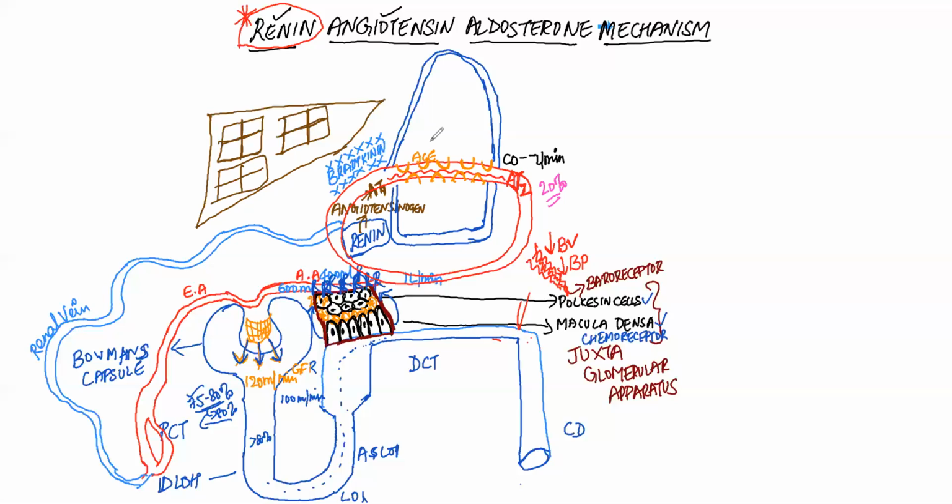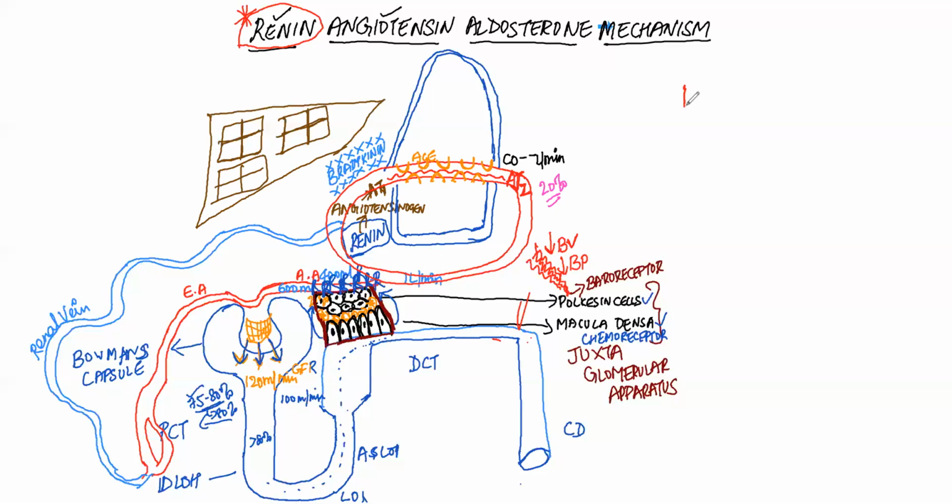Moving on, we have a very powerful vasoconstrictor, and that is your angiotensin 2. Now, where does this angiotensin act? It will act on the heart, which is another big player in your RAA mechanism. Let us draw the heart and then you will understand.